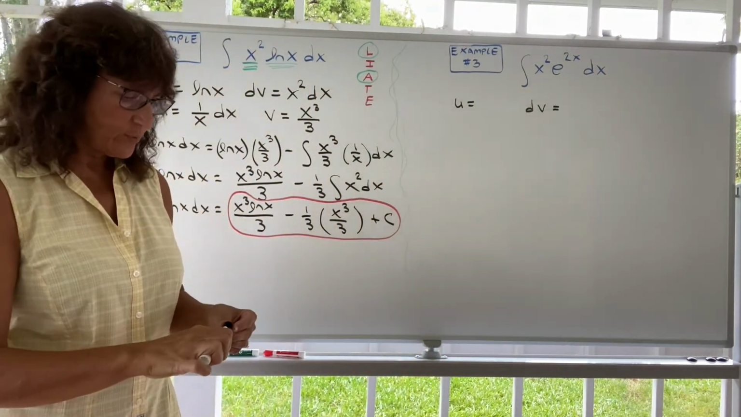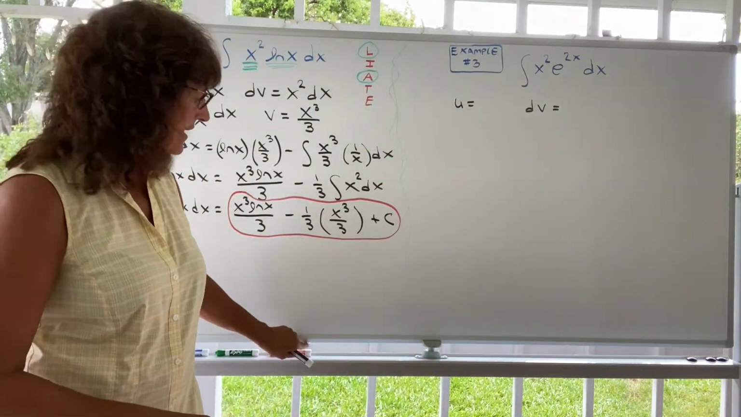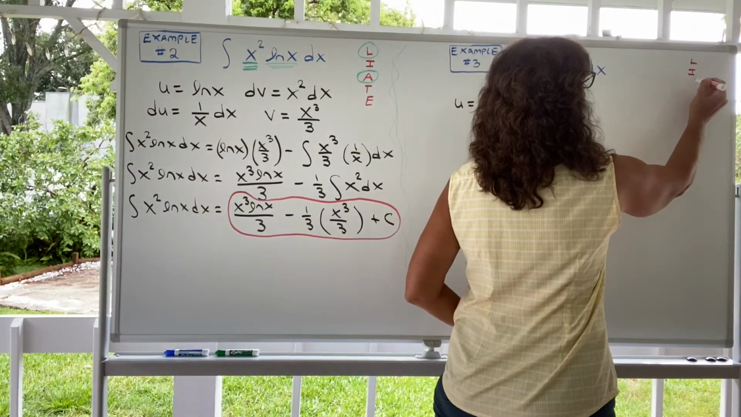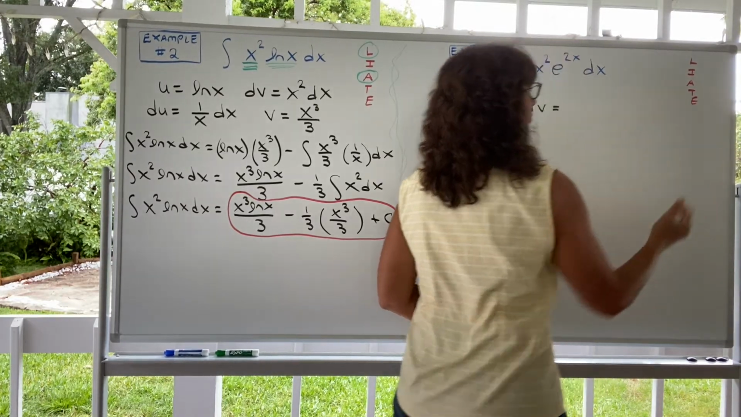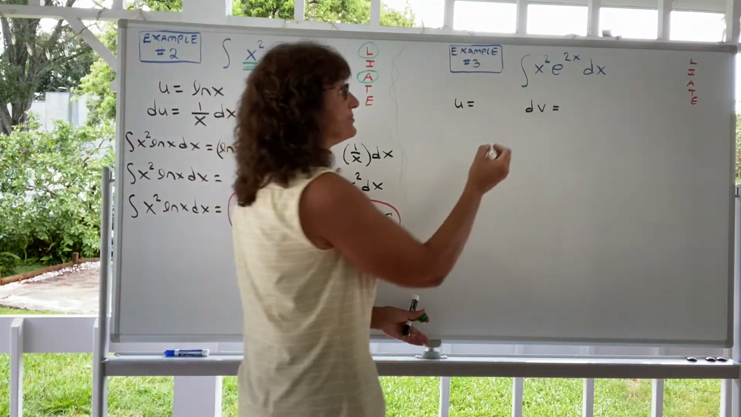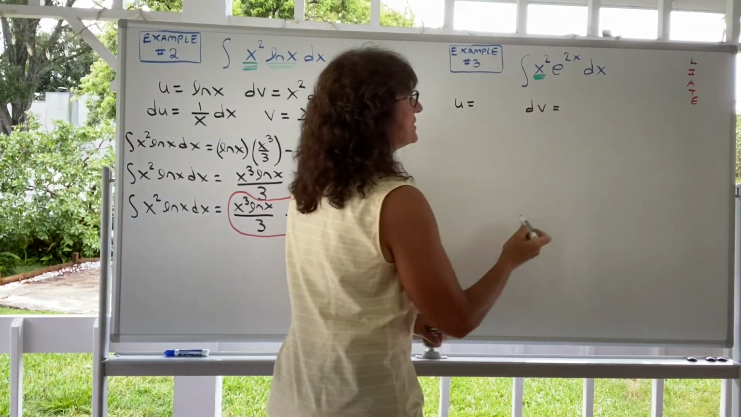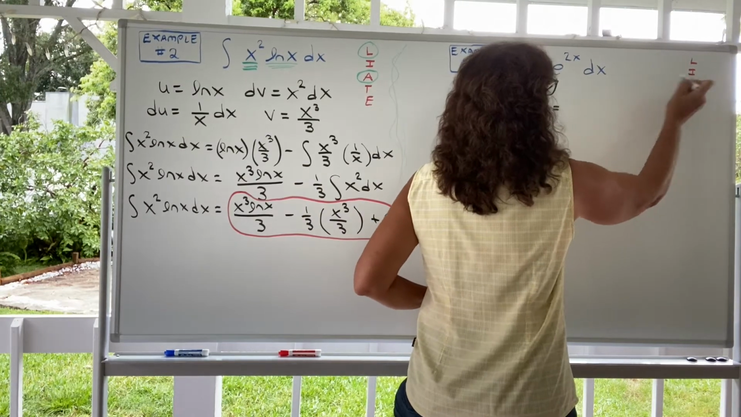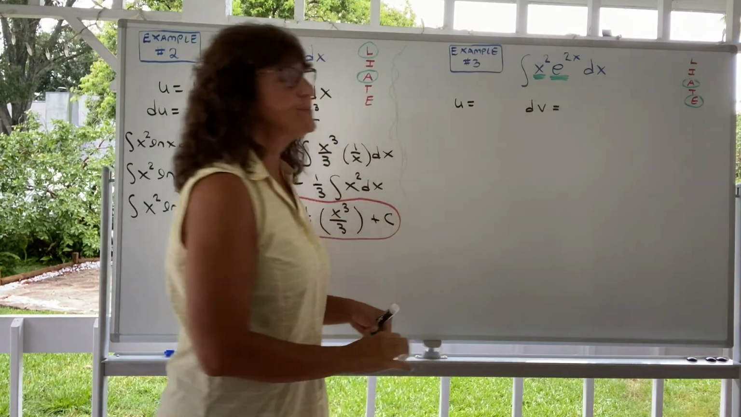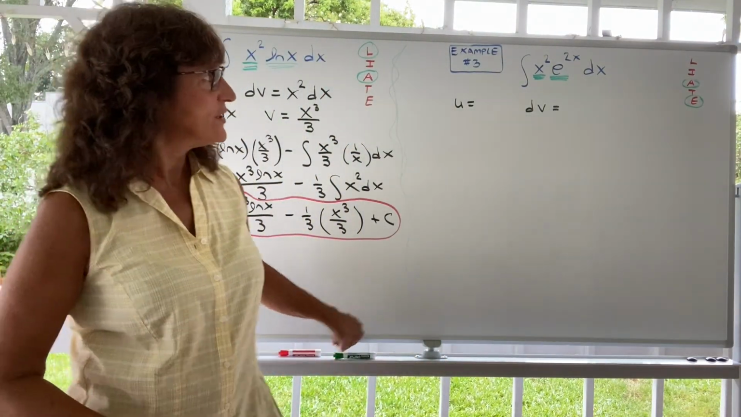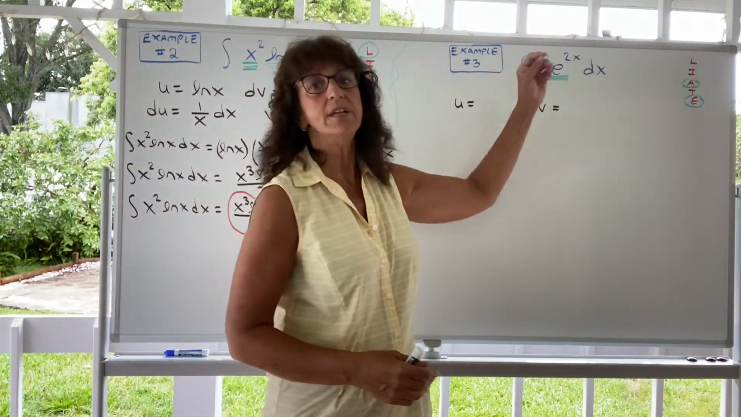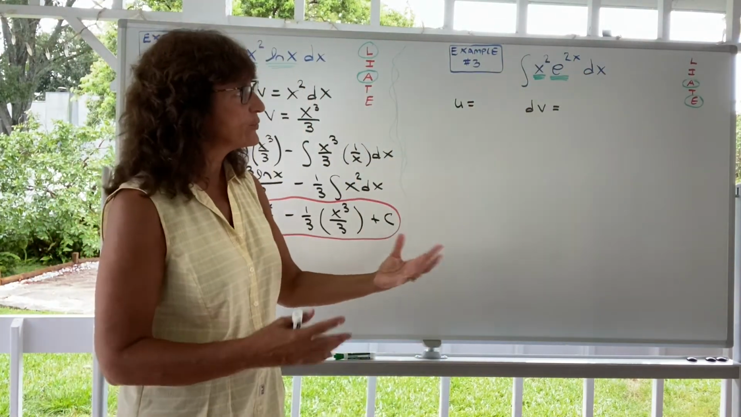So u and dv, well, what do we have here? When we make our consideration, we use LIATE. So what kind of functions do I have here? X squared is an algebraic function. And then e to the 2x is exponential. Anytime the variable is in the base, it's algebraic. Anytime the variable is in the exponent, it's exponential. So we have an algebraic and an exponential.